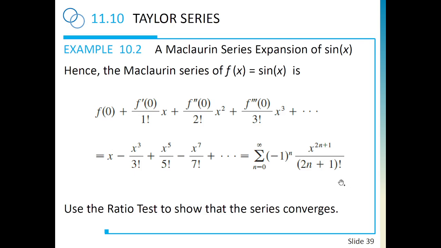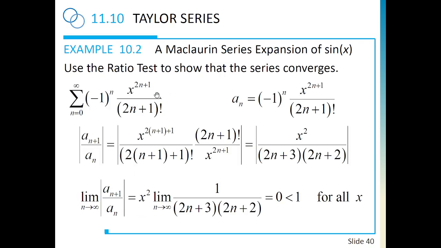So that's the series that I got, the Maclaurin series, by expanding sine at x equals 0, or at center 0. Now the next step is to find the radius of convergence and the interval of convergence. How do we do that? We use the ratio test.